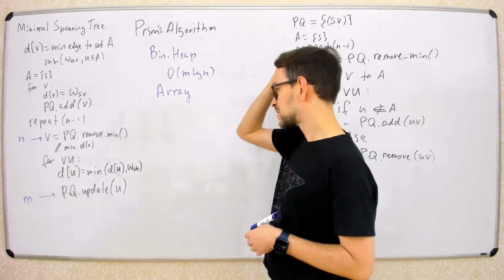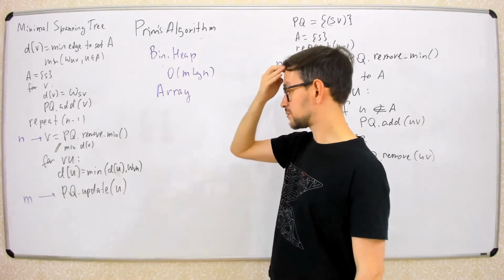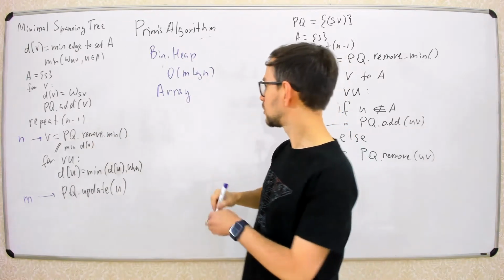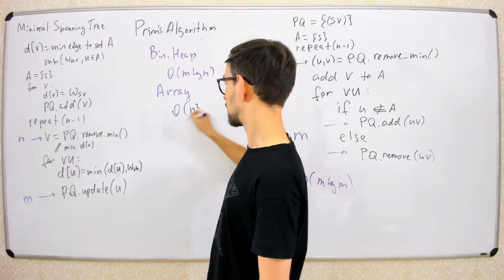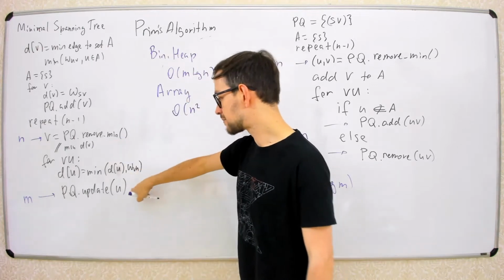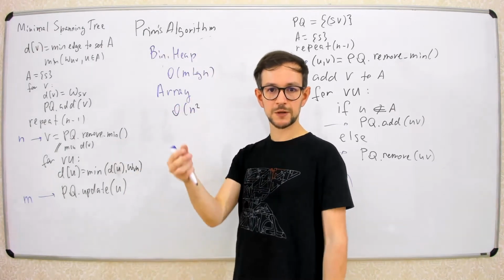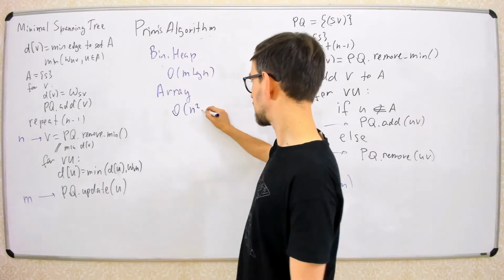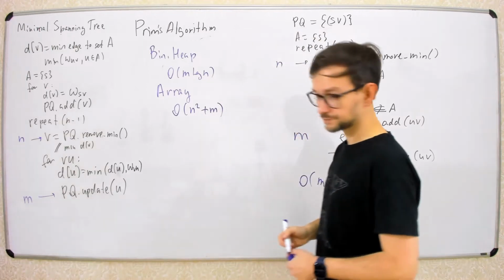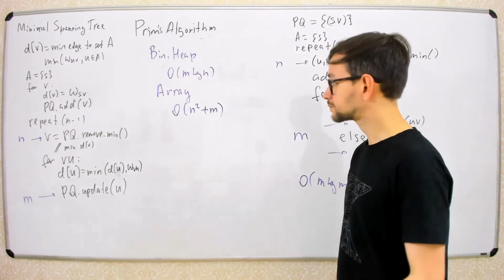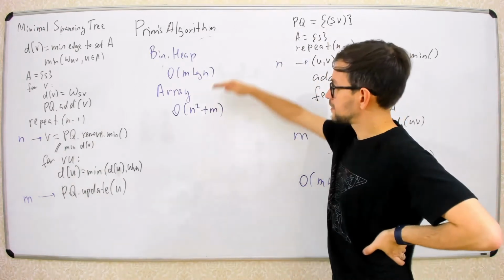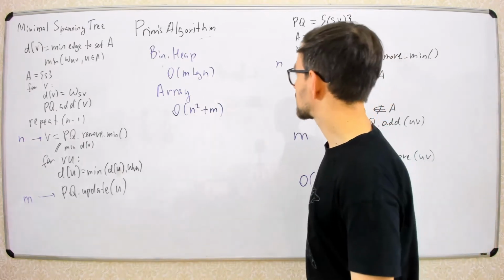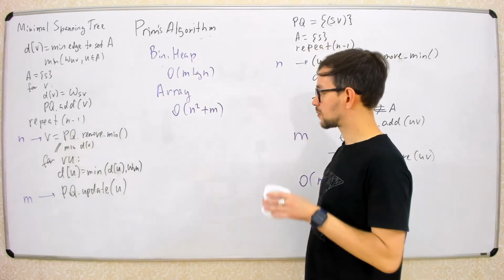So if you use an array instead of a binary heap, then here you will find the minimum in linear time. So it will be n square for this operation. But the updates will be fast. You just update the element and do nothing. So these updates will work in constant time. So it will be n square plus m. Which one is better, this or this? What time complexity is better, m log n or n square plus m?